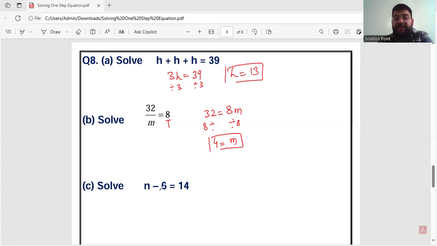n minus 6 is 14, so we need to get rid of this negative 6 from here. For that, I need to add 6 on both sides, so n will become 20. 14 plus 6 is 20.